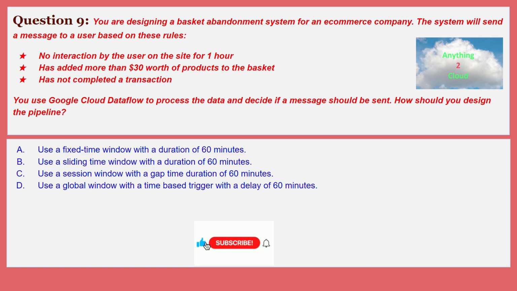The next question is, you are designing a basket abandonment system for an e-commerce company. The system will send a message to the user based on these rules. The first one is no interaction with the user on the site for 1 hour. The second one is has added more than $30 worth of products to the basket. The third one is has not completed a transaction. You use Google Cloud Dataflow to process the data and decide if a message should be sent. How should you design the pipeline?